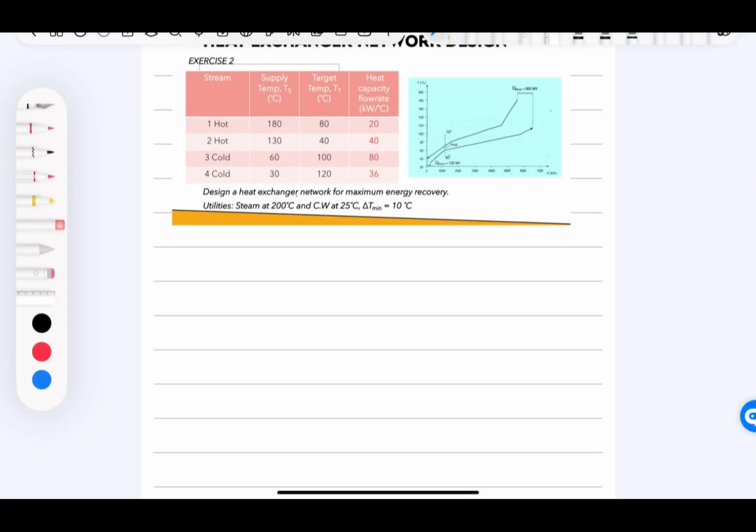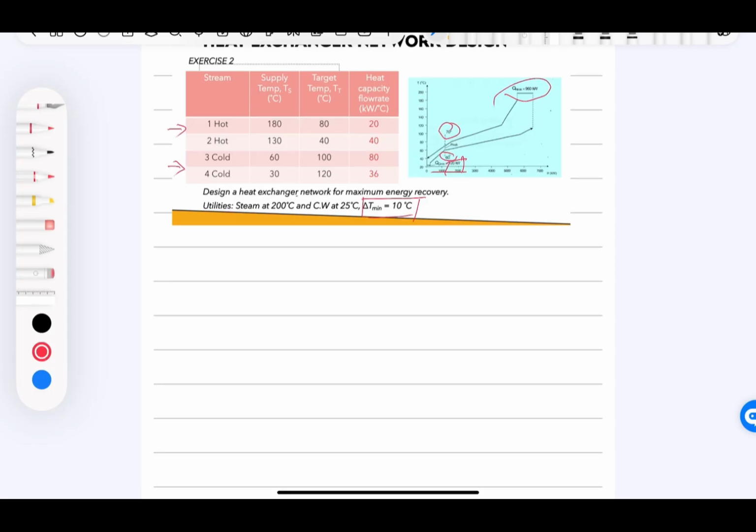Okay, now let's try to solve this together. First, extract all the given information. You can see that you have two hot streams and two cold streams, and given delta T min equal to 10 degrees C, T hot pinch equal to 70, while T cold pinch is 60, and QC min equal to 120 kilowatt, while QH min equal to 960 kilowatt.